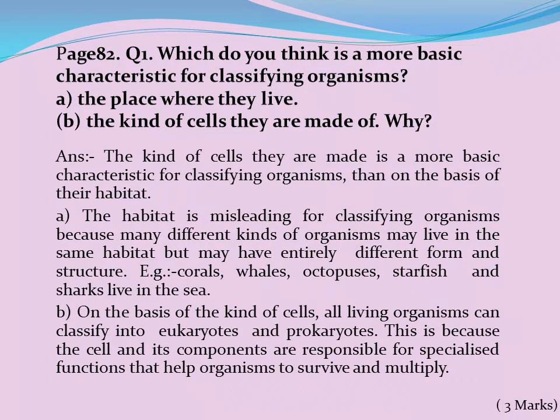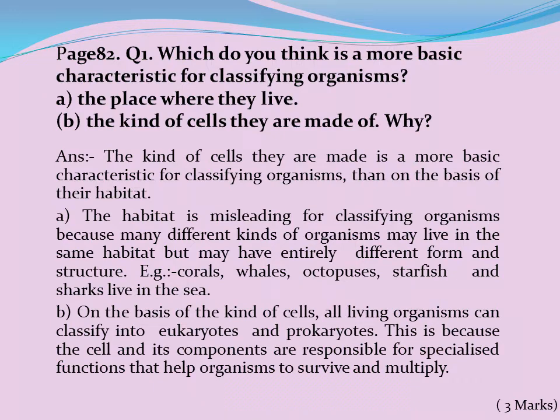Page number 82. Question number 1. Which do you think is a more basic characteristic for classifying organisms? A. The place where they live. B. The kind of cells they are made of. Why? Answer. The kind of cells they are made of is a more basic characteristic for classifying organisms than their habitat.